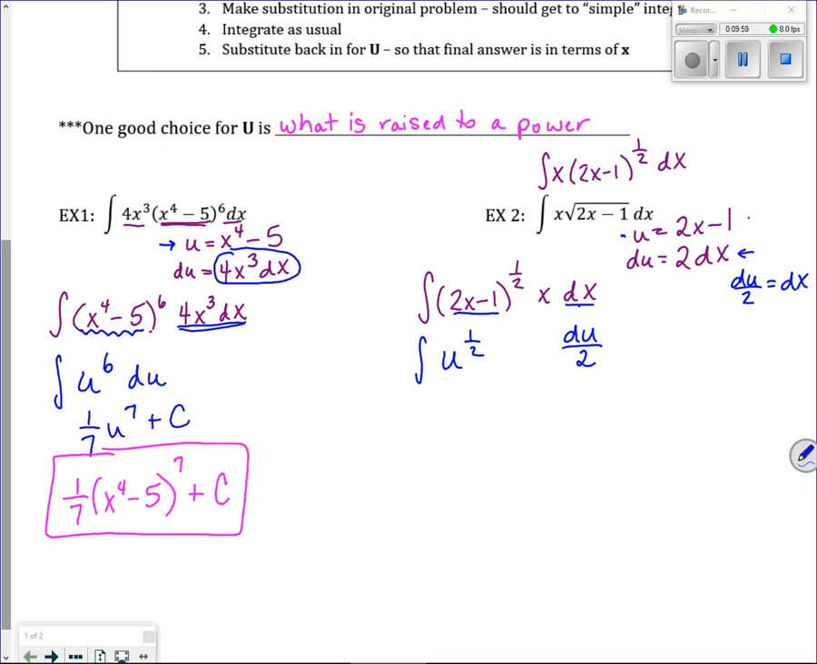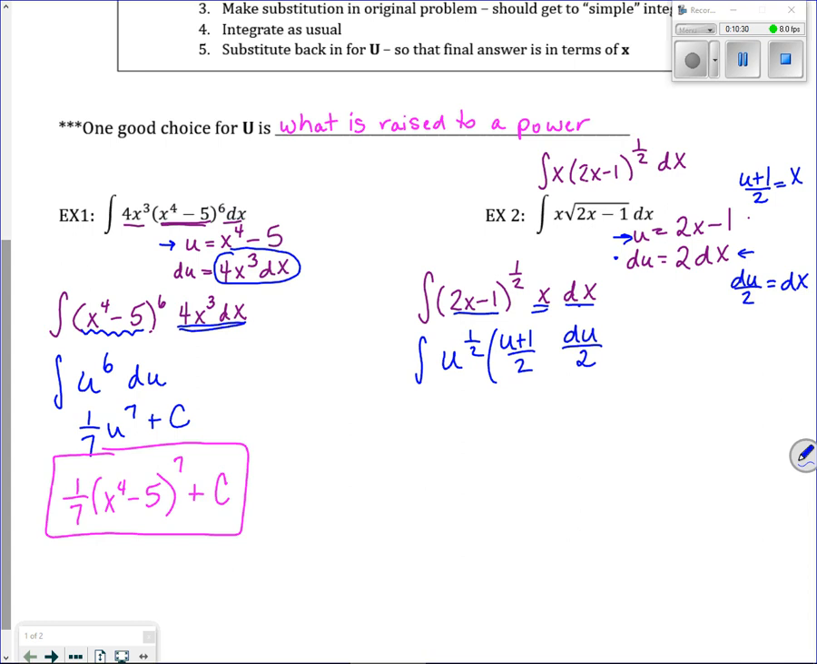But I also have this x right here. Well, how do I get that in terms of u? Looking at these two statements, is there a way that you could solve for x? And you go, yeah, I could. Using this top line, I could bring the 1 over, and that would be equal to 2x. So I would divide by 2, and this would be equal to x, and that's what I'm going to put right here.